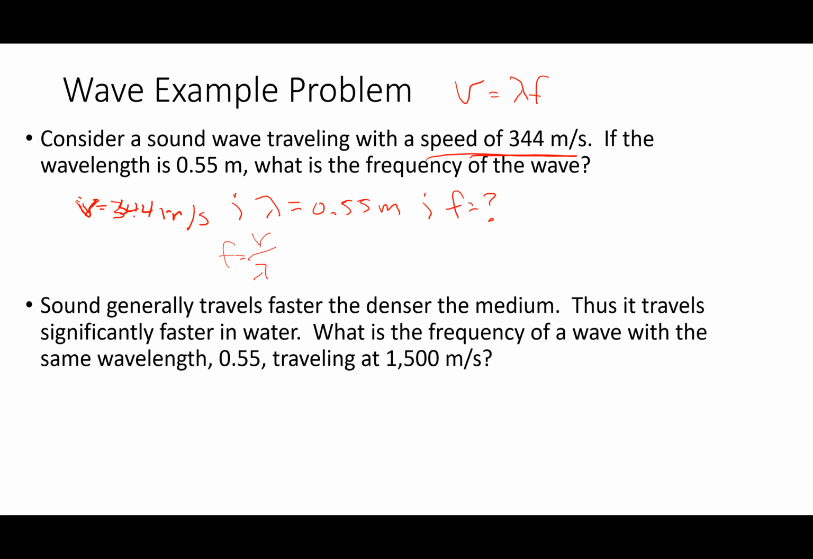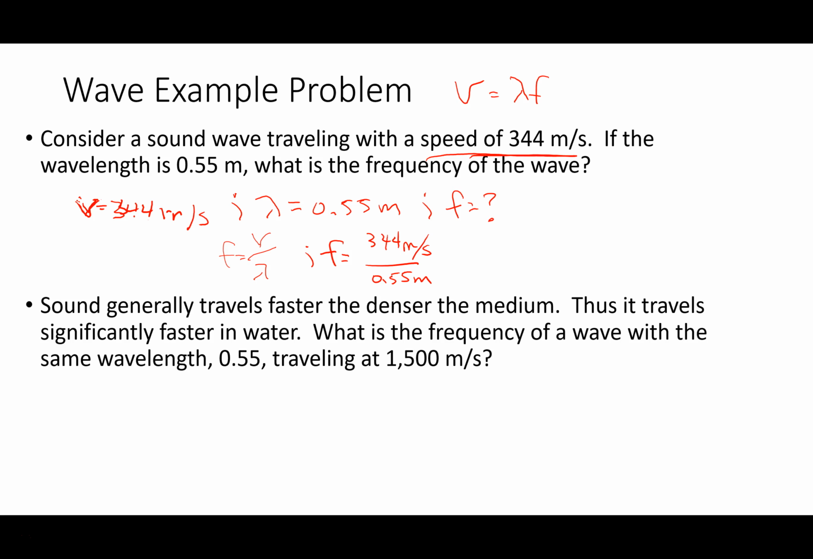Does that make sense? And so when you knock this out on the test or homework, don't forget to include your units. So here we go. Frequency is equal to the velocity, 344 meters per second divided by the wavelength, which is 0.55 meters. Now, on your homework, unfortunately, sometimes it'll make you convert units, like from kilometers to meters, but on a test, I won't do that.